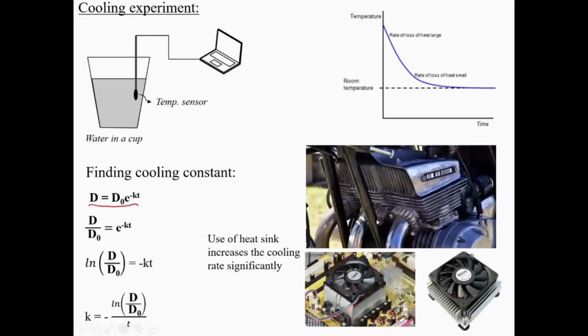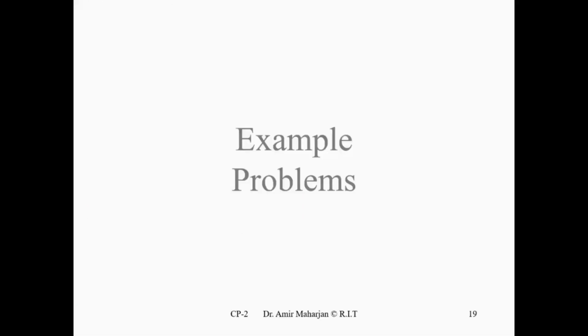And here examples are the use of heat sinks. These aluminum heat sinks in a motorbike, and this heat sink for processor cooling in a computer: the use of a heat sink increases the cooling rate significantly. The main purpose of using heat sinks in different devices is that they increase the cooling constant, the value of K, very significantly, which we can test in our lab. So I'll be showing separate example problems.